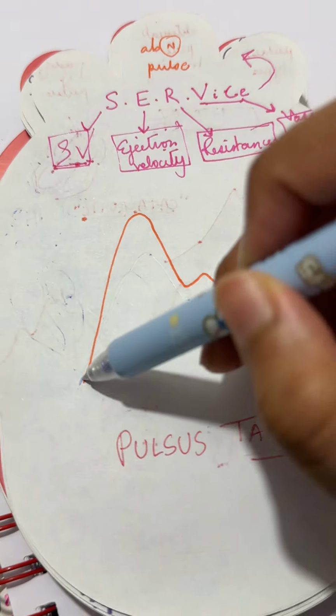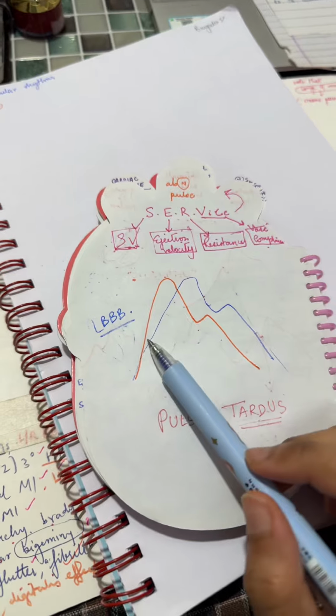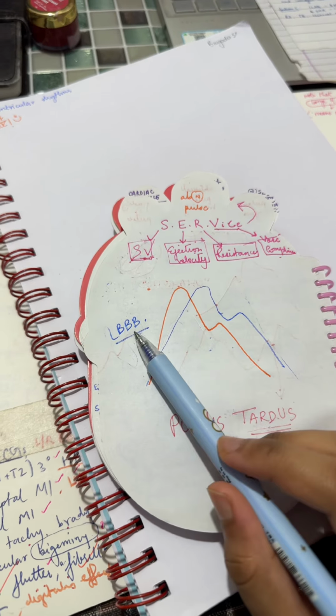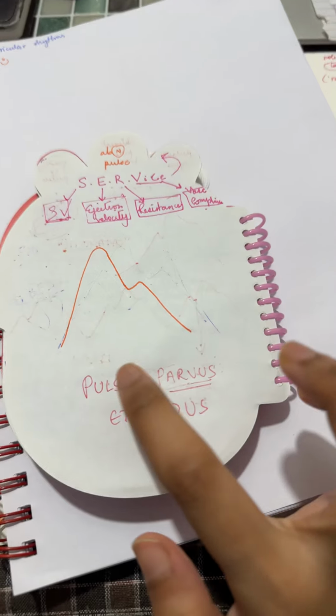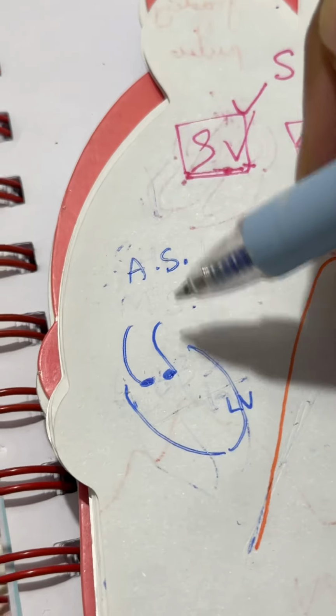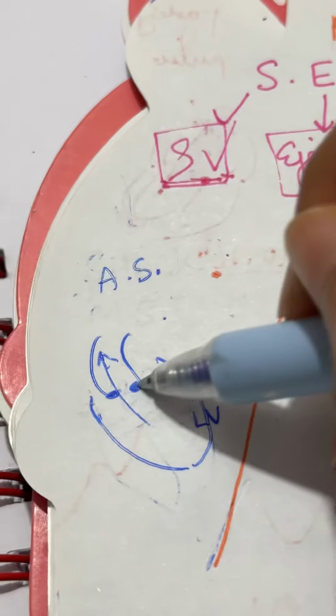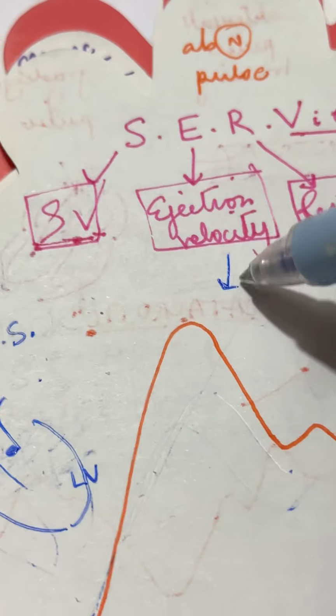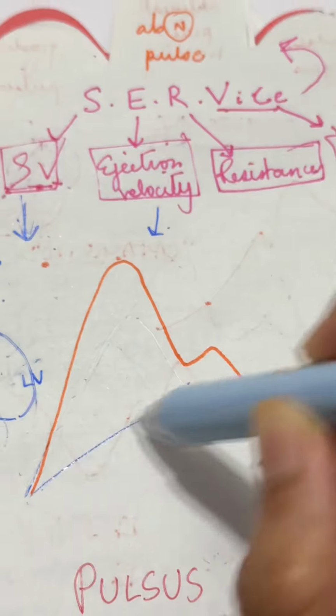You can have a pulsus tardus, which means a slow rising pulse, where the ventricle is conducting slowly as a result of some bundle branch block. These things remain normal. Now in pulsus parvus et tardus, you will see both small and slow. Like in a patient of aortic stenosis, you're trying to push out the blood, but because of the stenosis, your ejection velocity is also reduced and your stroke volume is also reduced. So you get small and slow.